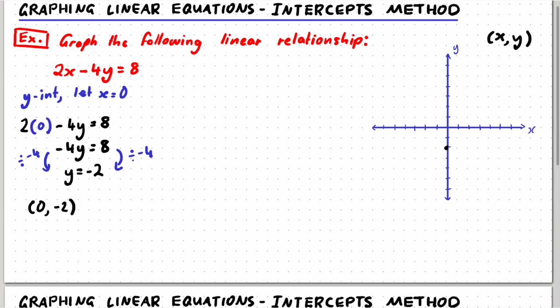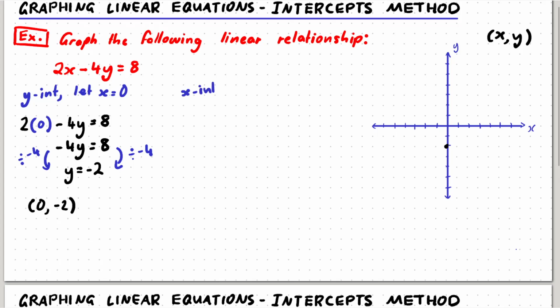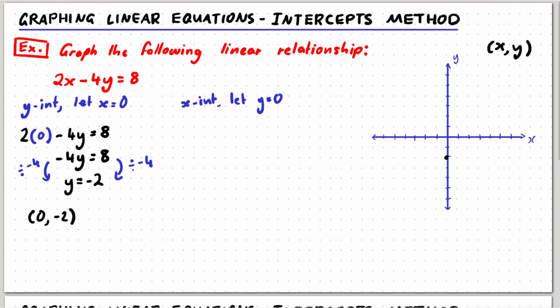Then all we need to do is find another point, and my other point is going to be my x-intercept. So for the x-intercept, let y equal 0. I'm going to take my equation, 2x minus 4y, and instead of writing the y, I'm going to write 0. All of that equals 8. Now my minus 4 times 0 is 0, so this falls away and it just becomes 2x on my left side, and my right side is 8.